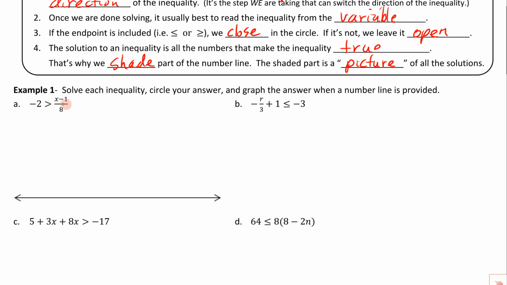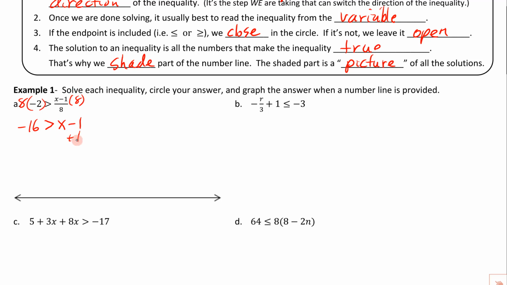So, a long fraction bar right here groups the two of these together. So we're going to multiply this side by 8, and we're going to multiply that side by 8. Again, we're multiplying by a positive 8, so that doesn't change the direction of the inequality, so I'm going to rewrite that. We've got an x minus 1 over here, and we've got a negative 16. Again, it doesn't matter that this answer is negative. What matters is what we were multiplying by. We were multiplying by a positive.